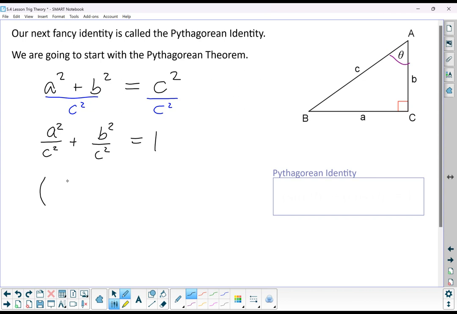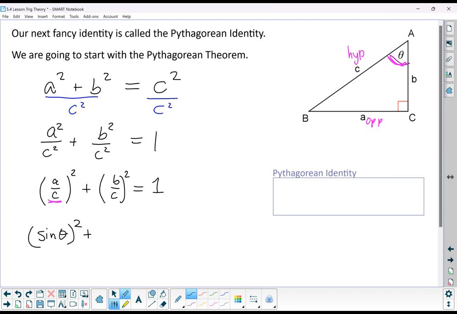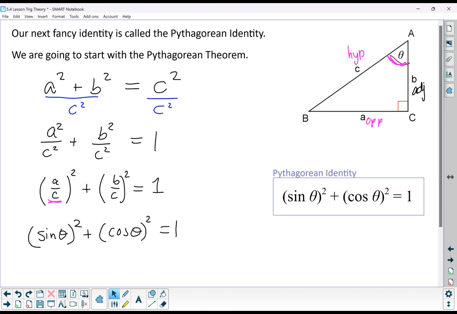Well, if we apply our exponent property, this is the same as the fraction a over c that's being squared, and this is the fraction b divided by c that is being squared. So now let's connect this back to theta. Think about that angle theta. If I have the ratio a divided by c, a is the opposite and c is the hypotenuse. So that ratio a divided by c is the sine of theta. And if I think about b divided by c, well, b is adjacent to theta. So b divided by c is the same as the cosine of theta. So this gives us our Pythagorean identity. The sine of theta squared plus the cosine of theta squared is equal to 1.